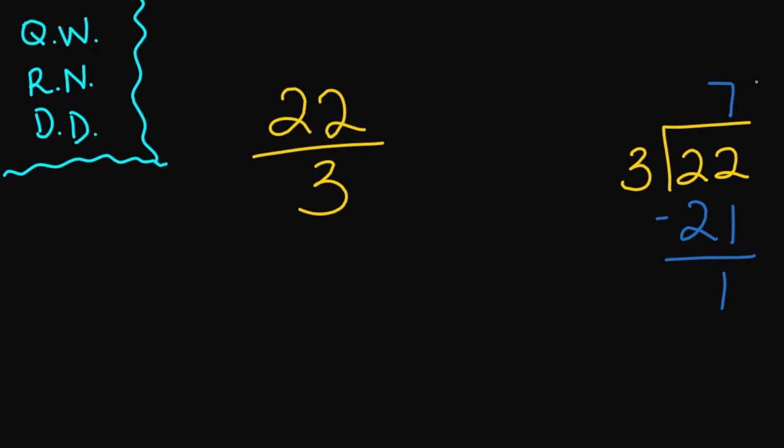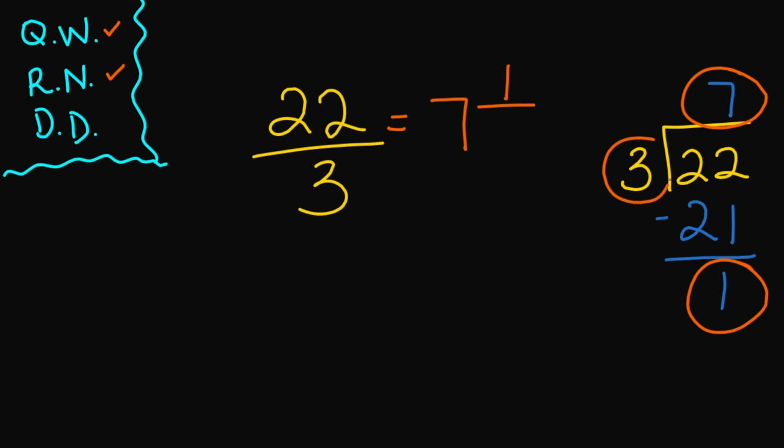We have our quotient, which is going to be the whole number. The remainder is going to be the numerator. And then your divisor is going to be your denominator. And this is your final answer.